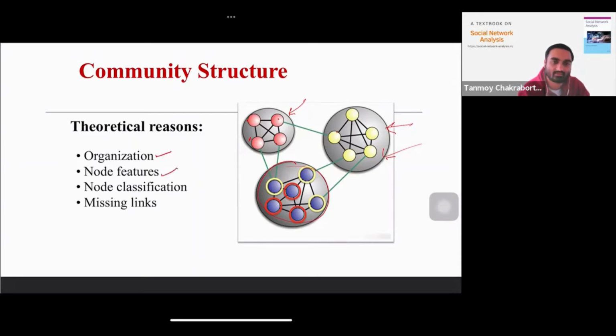Node features: you can easily infer node features if you know the community. Let's say in this community you know the node property of this, this, and this node. You can also infer the node property of this one, which is unknown to you now, since within a community nodes have similar properties. So it is highly likely that this node also has similar properties to the other nodes. Node classification can also be solved using community detection, because community detection or clustering is ultimately an unsupervised node classification problem. Missing link prediction, as I mentioned earlier, can also be done this way.